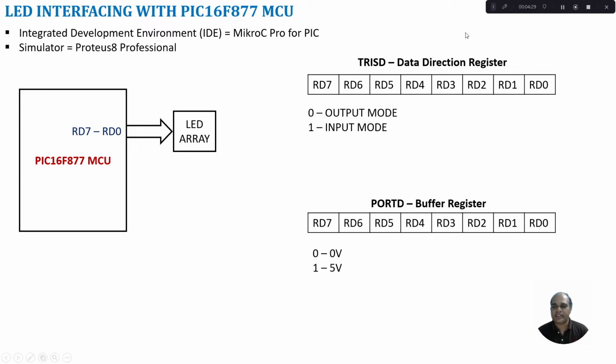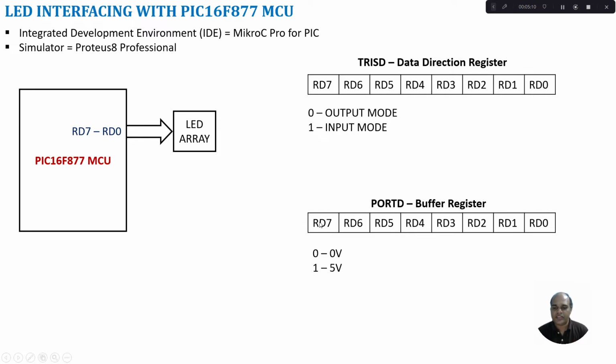So this data direction register is used for configuring our port lines as either an input pin or an output pin. Then we have a buffer register. Each port has a buffer register. For port D, it is called PORTD. Same way, PORTA, PORTB, PORTC, and PORTE are available for each port. Again, as usual, each bit is associated with a particular port pin. For example, the LSB bit of the PORTD register is associated with RD0. Same way, the MSB bit of the PORTD register is associated with the RD7 pin.